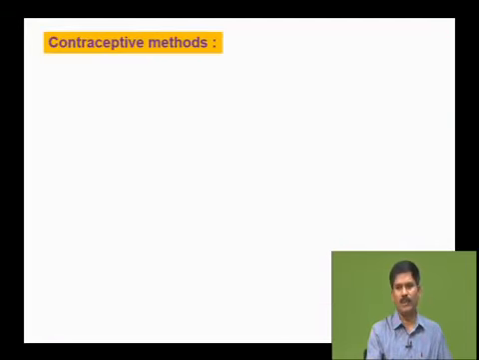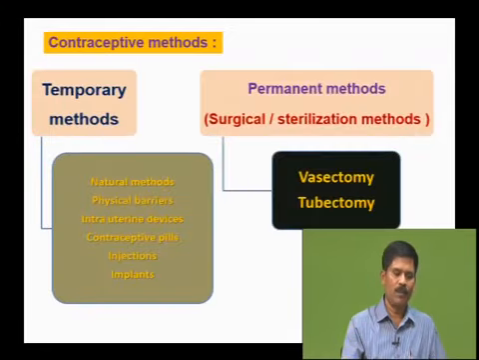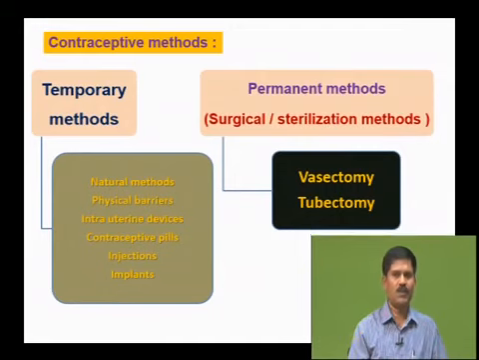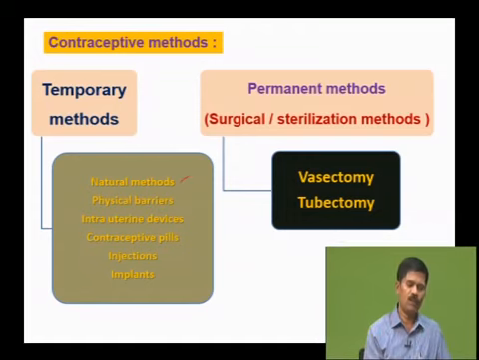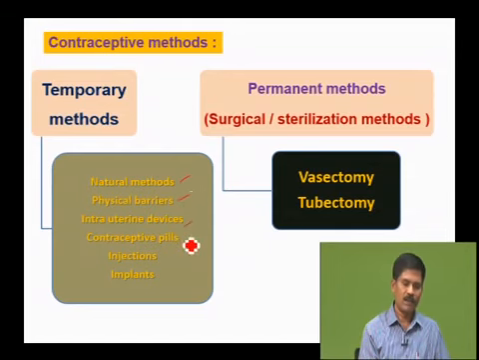What is a contraceptive method? The birth control methods which prevent unwanted fertilization and pregnancy are said to be contraceptive methods. So contraceptive methods are of two types, namely temporary methods and permanent methods. In temporary methods, the fertility comes to normal after the disuse of these contraceptives. So these include natural methods, then physical barriers, intrauterine devices, contraceptive pills, injections as well as implants.